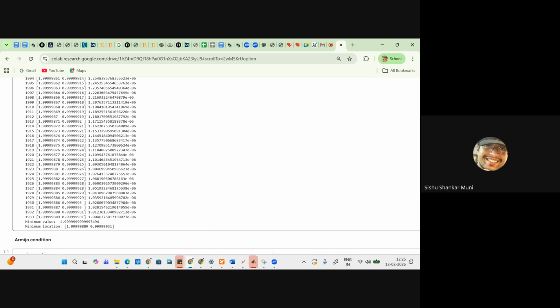What was Armijo condition? Armijo condition was f of xk plus 1 is less than or equal to f of xk plus beta, that is a parameter, h, then dk dot del f at xk, right? This one. And our job is to minimize these differences by picking this h. And beta can lie between 0 and 1. dk we already know about. Fine, let us use this condition.